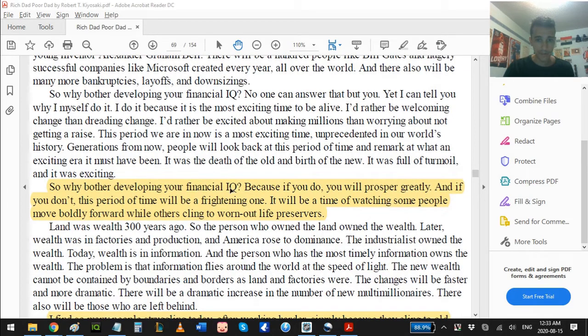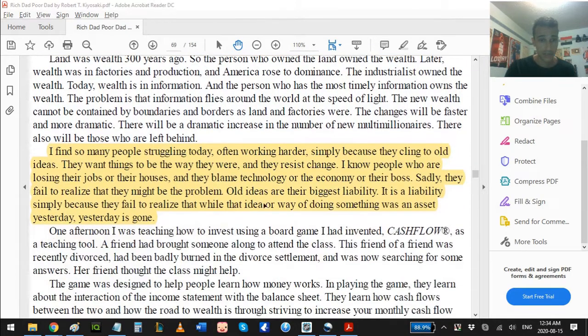So why bother developing your financial IQ? Because if you do, you will prosper greatly. And if you don't, this period of time will be a frightening one. It will be a time of watching some people move boldly forward while others cling to worn-out life preservers.